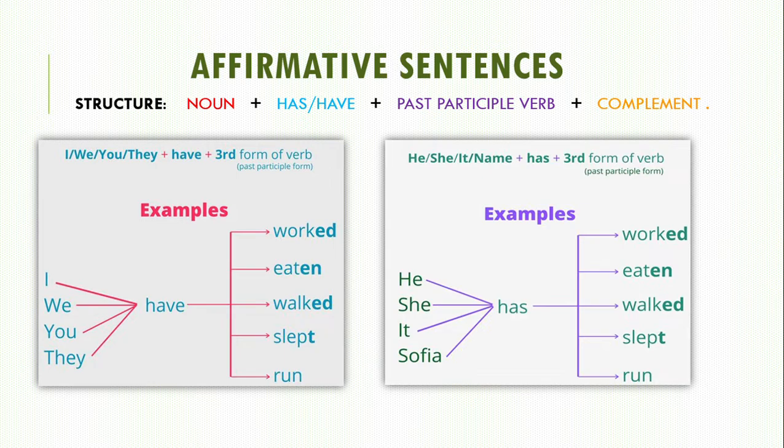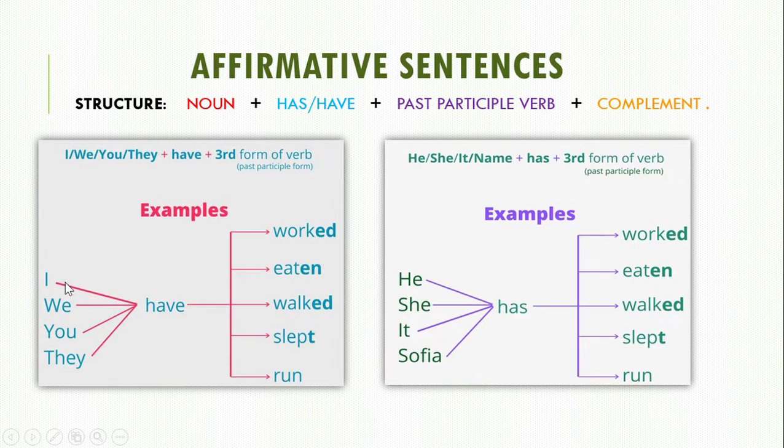Remember, in English we have three different structures: affirmative sentences, negative, and just yes/no questions. Let's start with affirmative sentences. The structure: noun plus has or have plus the past participle verb plus the complement. Here we have two different charts where you can see it.